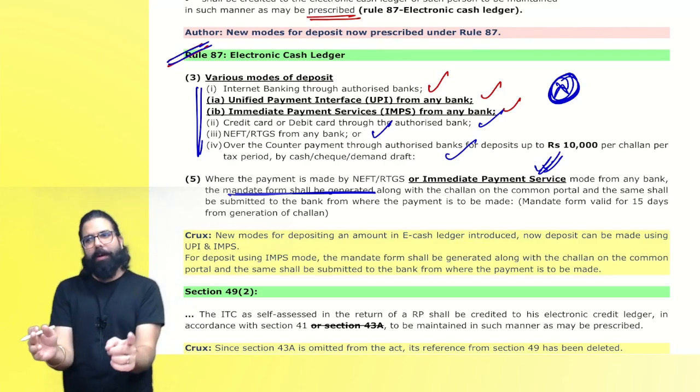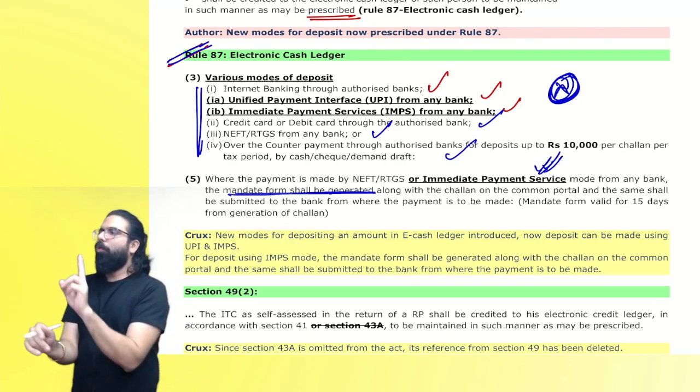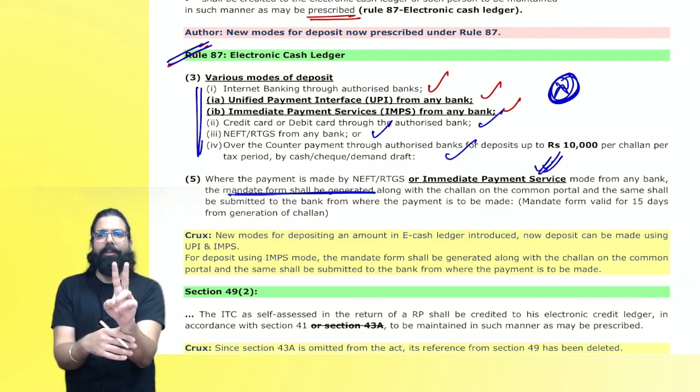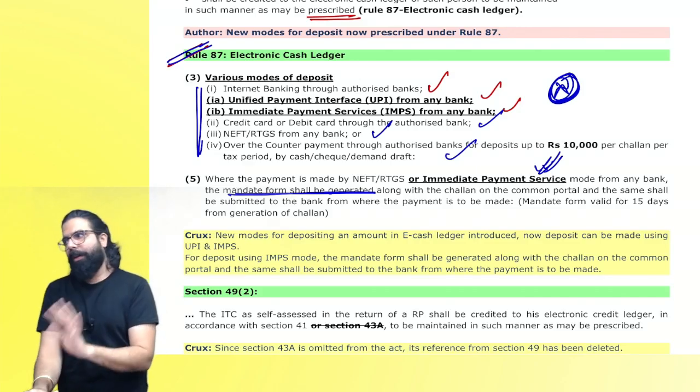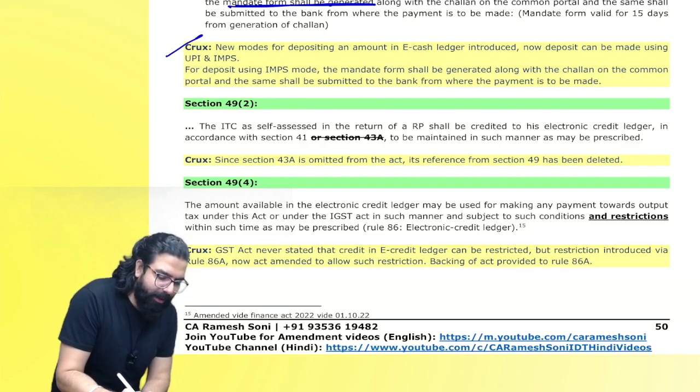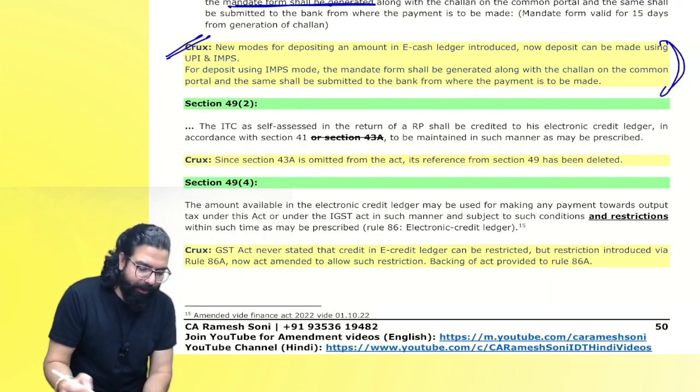For your exam, you can remember, sir, two new modes of payment, IMPS and UPI. Are we clear? Don't remember only these two. Remember all the 5 modes which are there. They can give you a 2 marks question. Everyone over here now. The next one. So the crux is written over here. Read at home.